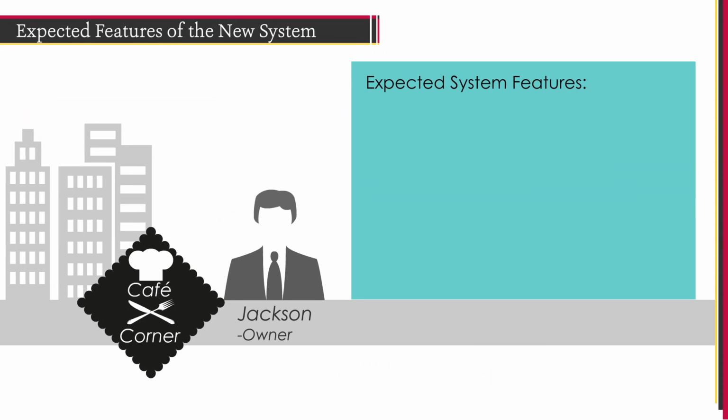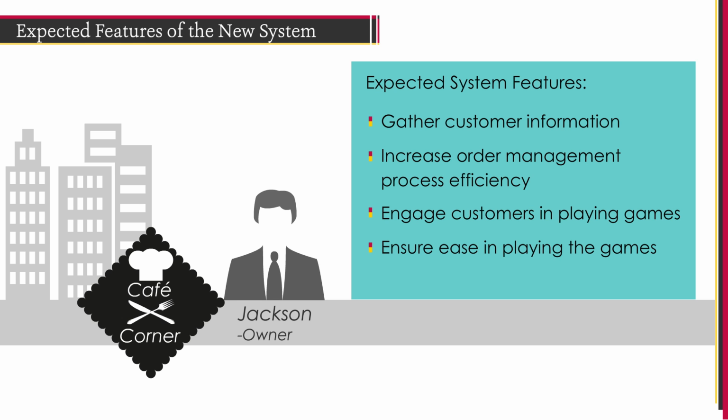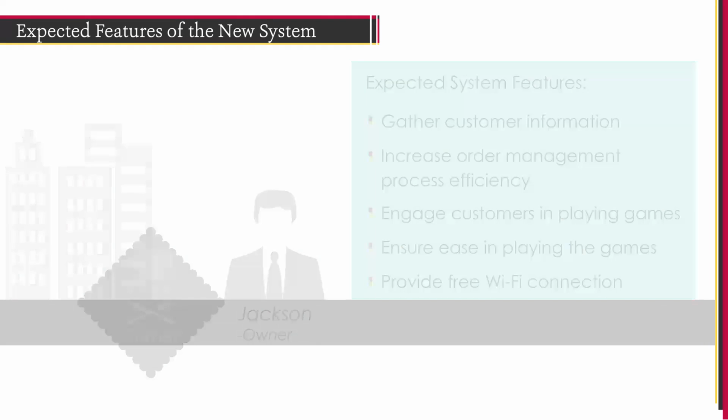Following are some features of the system expected by Jackson. Gather customer business intelligence information. Increase the efficiency of the order management process by allowing customers to place orders through mobile phones. Engage the customers in playing games while they wait for their order. Ensure the game is easy and no downloading is required, and provide free Wi-Fi connection to the customers so that they can connect with their friends through social media.